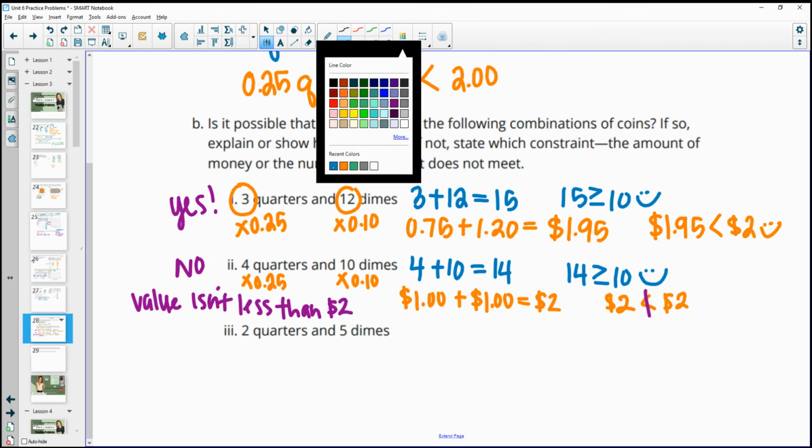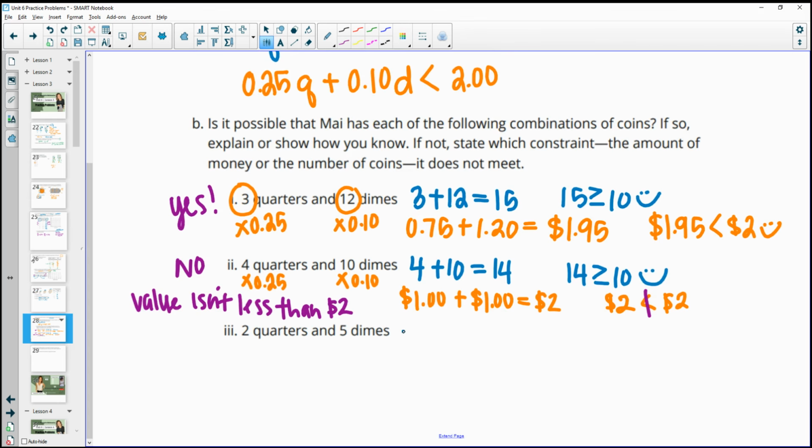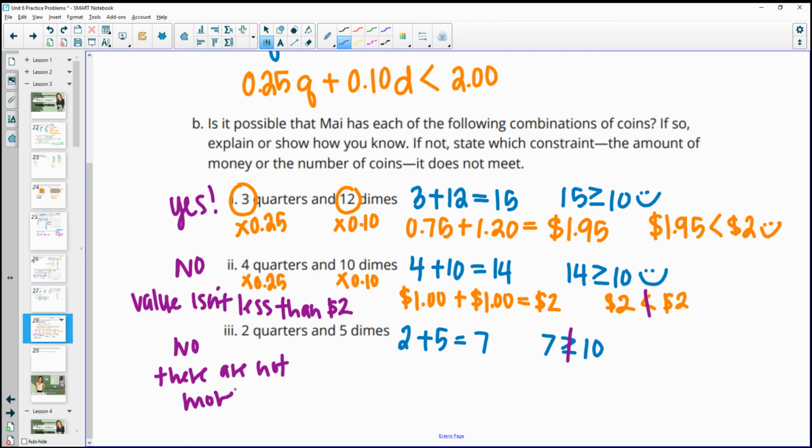So then in part 3, we have 2 quarters and 5 dimes, which is 7 coins. And 7 is not greater than or equal to 10. So we do not have enough coins in this case, in which case we don't need to check the value. So this is no, there are not at least 10 coins.